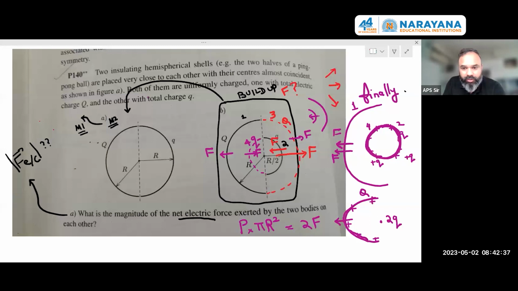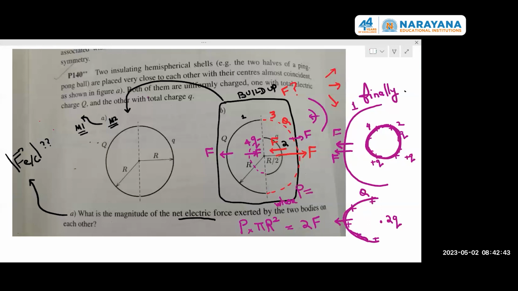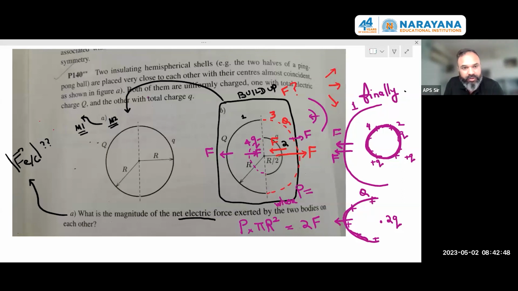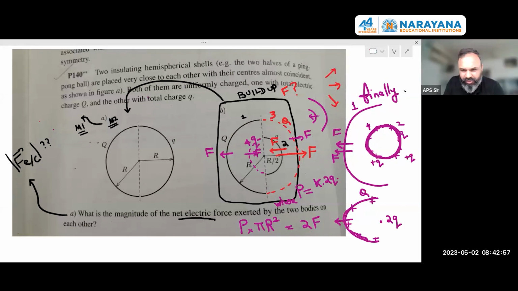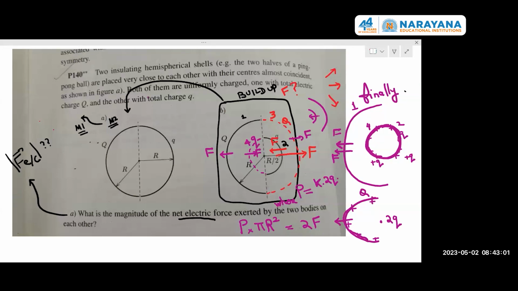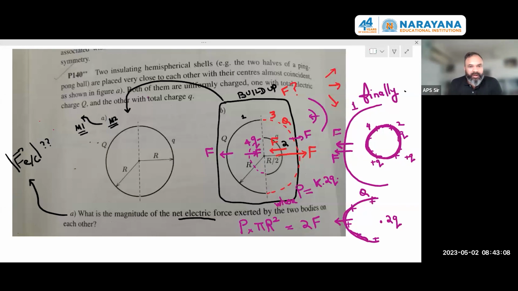The only interest now is to write the expression of P. So what is the expression of P? P is the force per unit area on this hemisphere because of this 2Q. So that will be K into this charge 2Q. It's insulating, so it won't conduct. So then you just have to put it all over the place and integrate that.